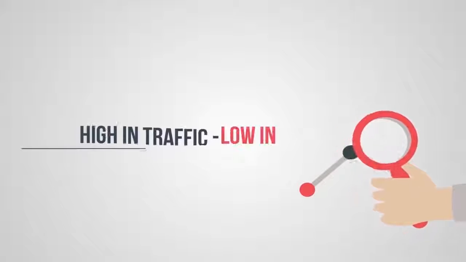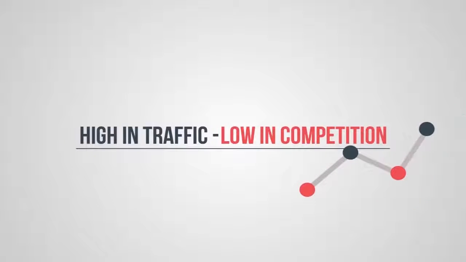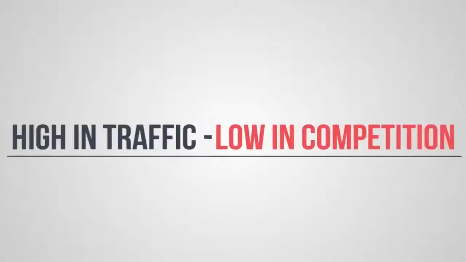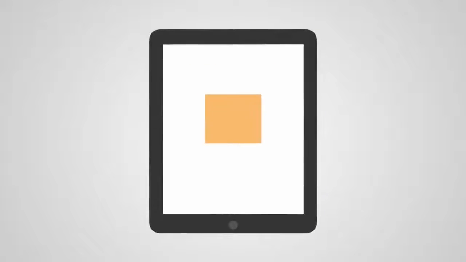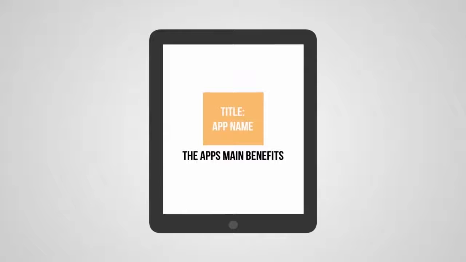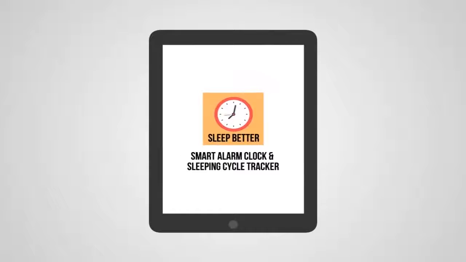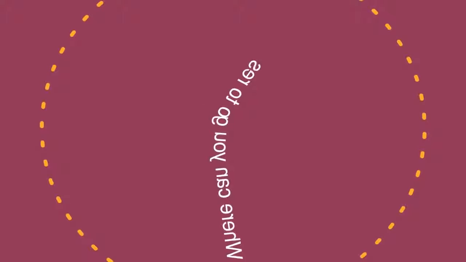When finding keywords, look for words that are high in traffic, low in competition. With ASO, remember to think outside the box. Use synonyms, or other ways to say it that people might use. And don't hesitate to put keywords into the title as well. Where can you go to research keywords?